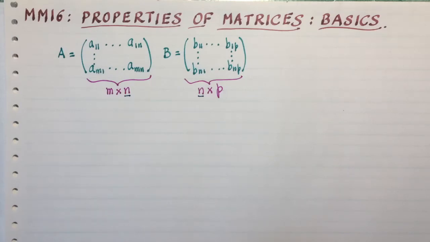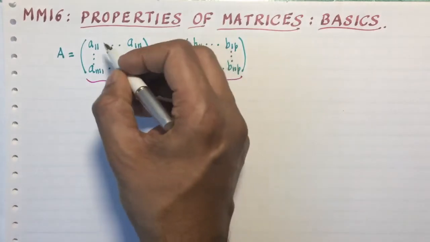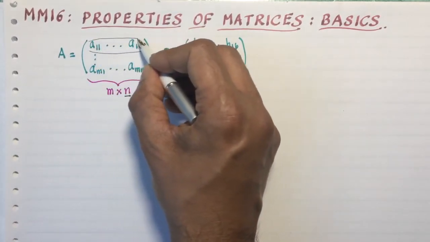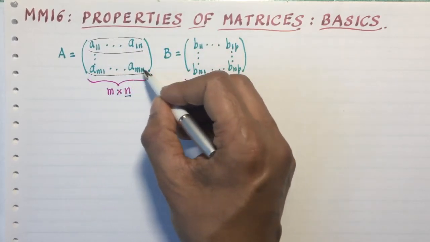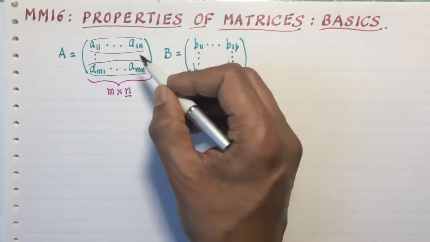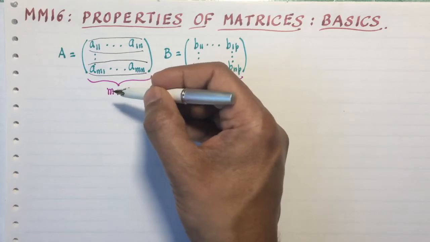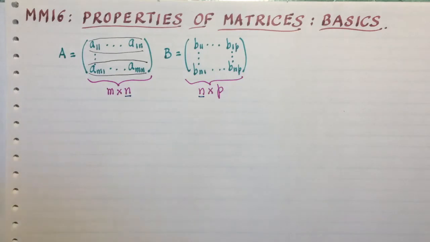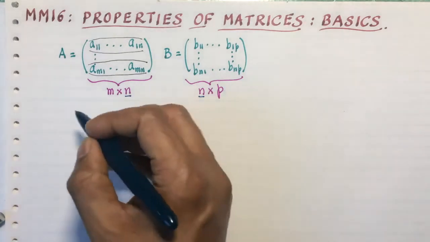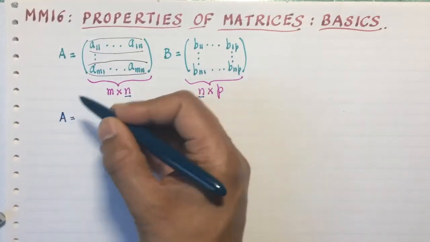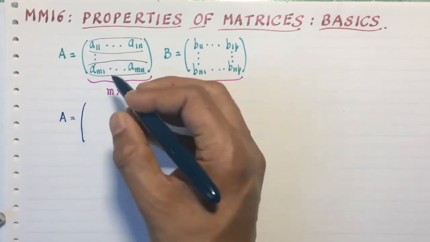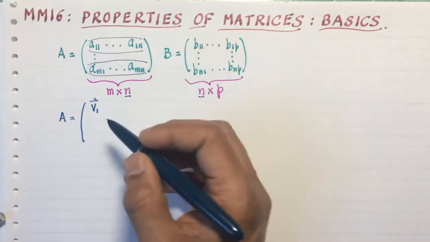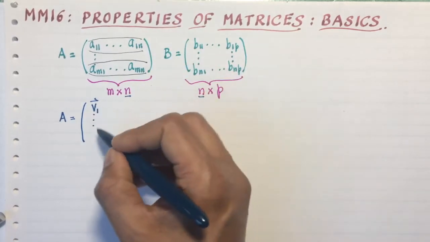I'll write each of these vectors in the matrix A as a row vector. In other words, I'll make a row vector out of each of these. So there are going to be a total of m row vectors. So I'm going to write the matrix A as follows. A is equal to V1, where V1 is that entire row, all the way up to Vm.